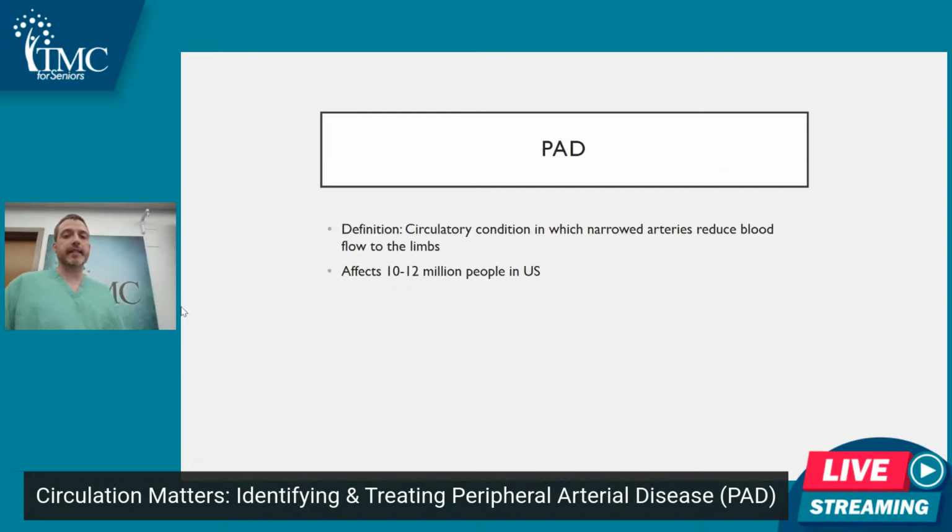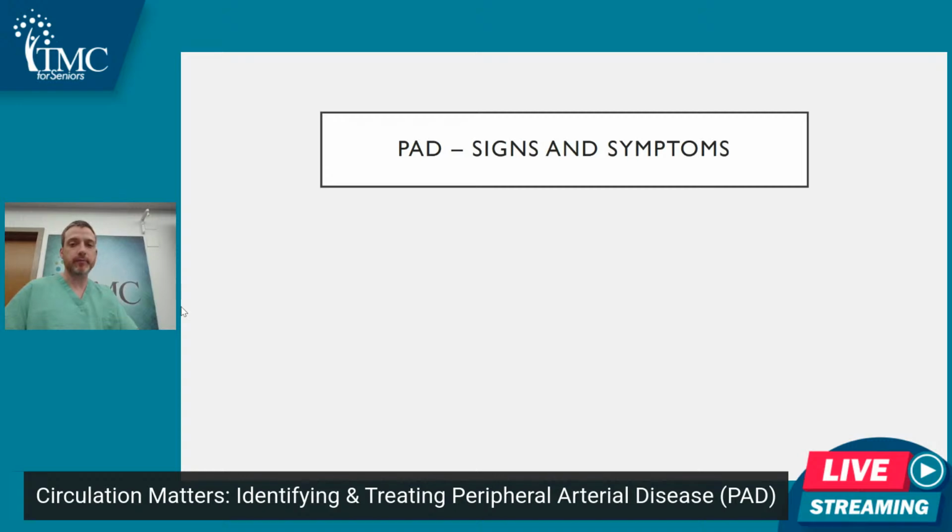Peripheral artery disease is essentially a circulatory condition in which the arteries, the vessels that take blood outside of the heart to the rest of the body, are narrowed and reduced. This is most particularly seen within the limbs, upper and lower extremity, with the lower extremities being most affected. This affects about 10 to 12 million people in the United States every year.